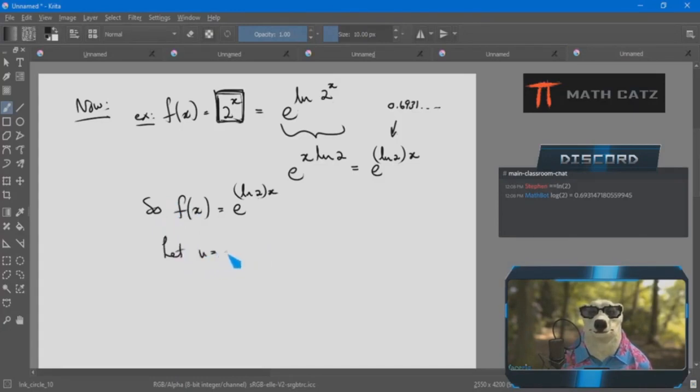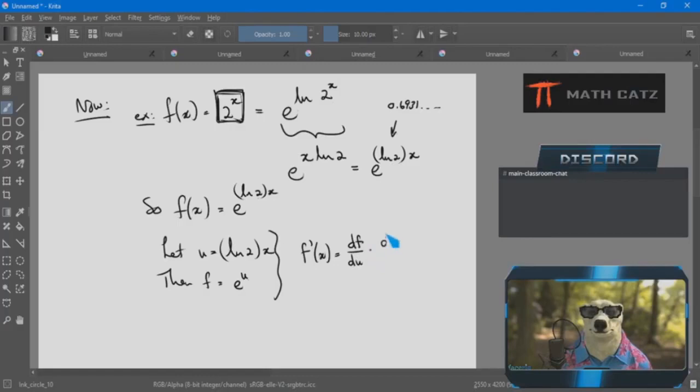Let's call it u. When things are a little bit uncomfortable for me, I always have that to fall back on. Then f is going to be e to the u, right? So this then says the derivative of f is going to be the derivative of f with respect to u, times the derivative of u with respect to x. Even though I don't write this every time anymore, it doesn't mean I can't. And when things are a little weird, I always have that safety net.